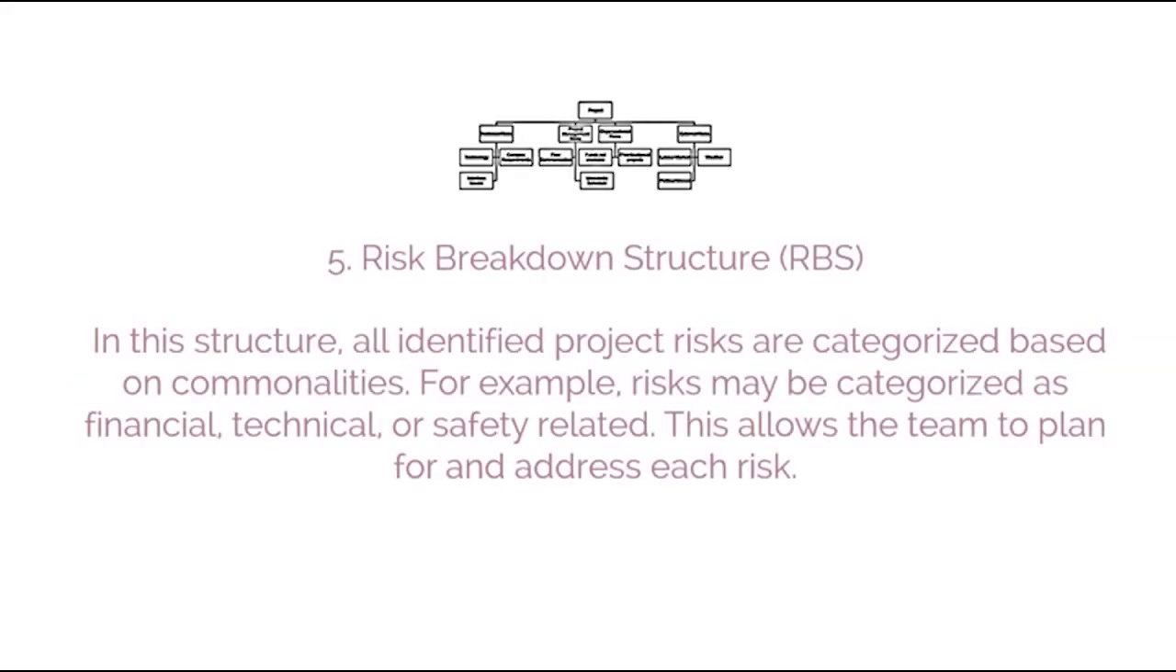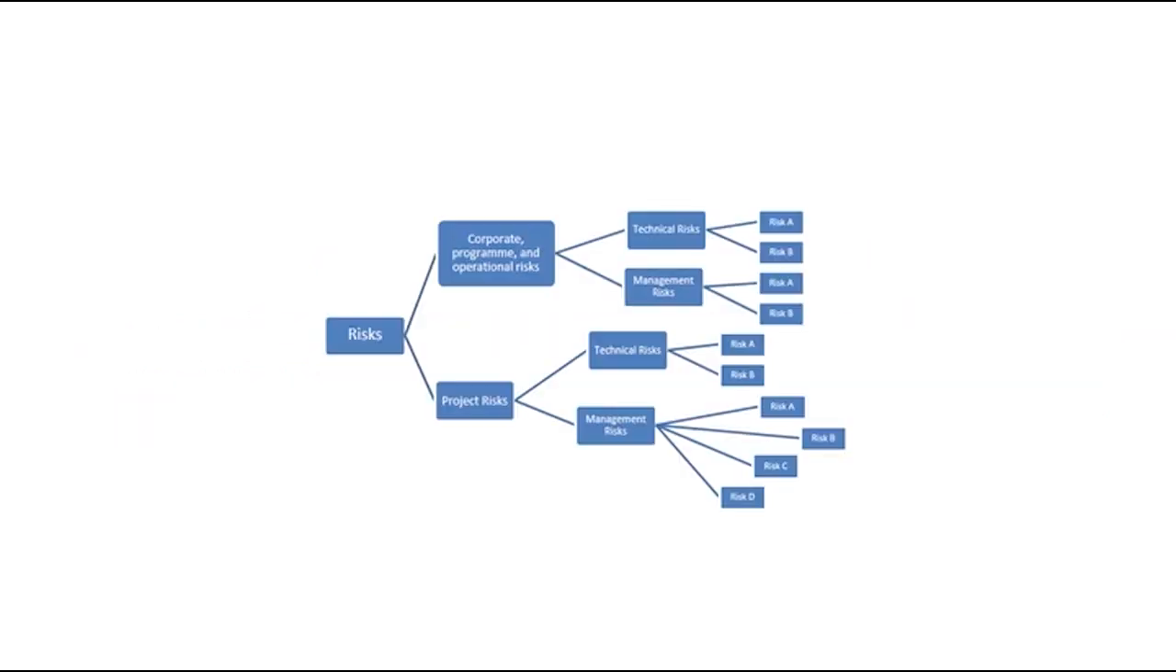5. Risk breakdown structure, RBS. Another key tool used to identify risks is risk breakdown structure. In this structure, all identified project risks are categorized based on commonalities. For example, risks may be categorized as financial, technical, or safety-related. This allows the team to plan for and address each risk. The following is a generic template for RBS.